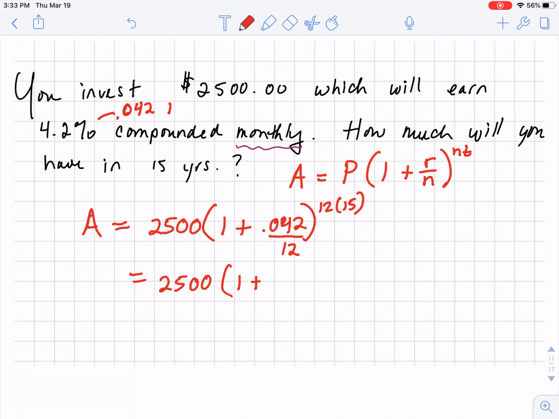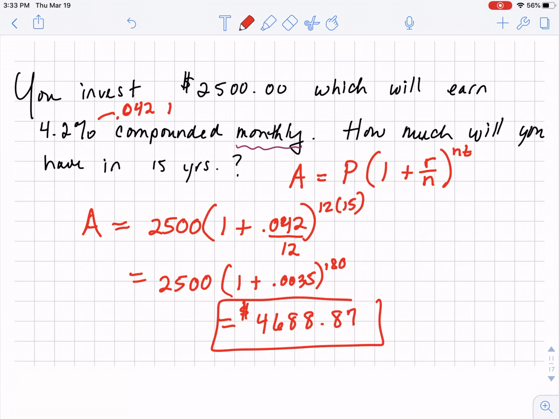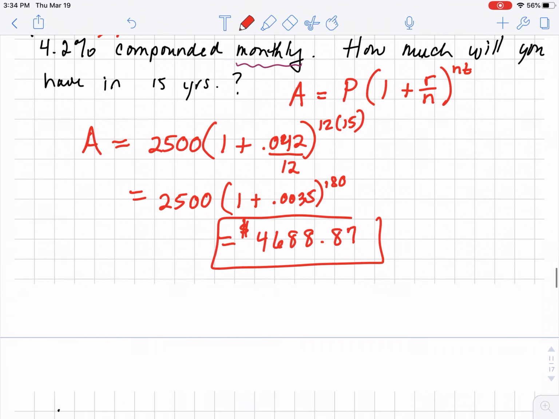Then I multiply that by $2,500. I get this. So this is 1.0035 to the 180. So when I did this whole thing out, I got $4,688.87 if I round it correctly. Okay? All right, let's keep going.